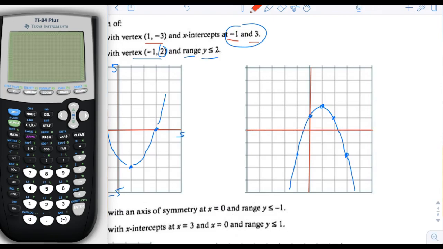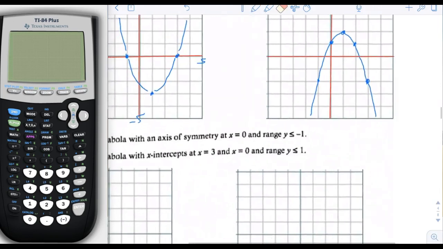Now in this case, it is an a value of -1, right? Because it opens down. And it opens down because the range is below 2. So numbers like 0, -5, -7, those are all numbers below 2, right? What about in the past we've had ranges where we say y is less than 2. Why is this one y is less than or equal to 2? Well, this is because it includes the vertex in the range, right?